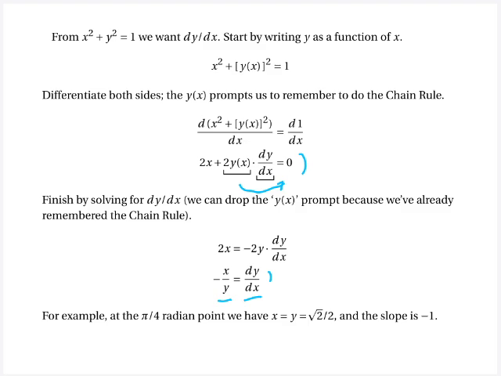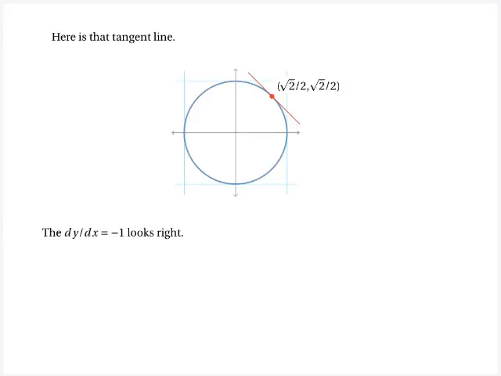For example, I focused on the pi over 4 radians point on the previous slide. So at the pi over 4 radians point, we know that x and y are both square root of 2 over 2. And so if you plug that into that minus x over y expression, you get a slope of minus 1. And indeed, it does look like a minus 1, doesn't it?